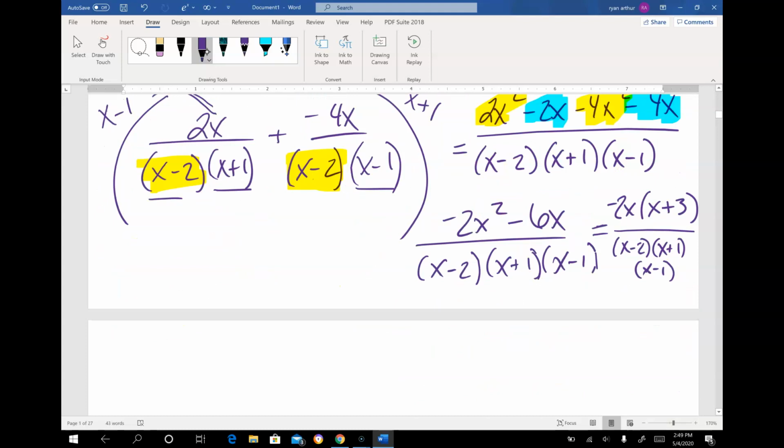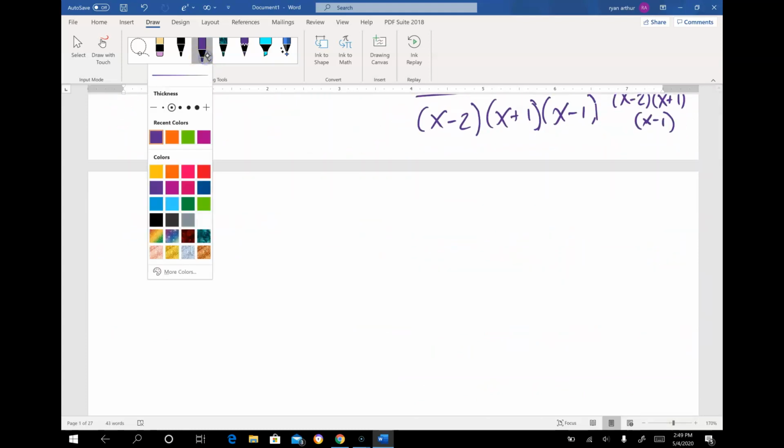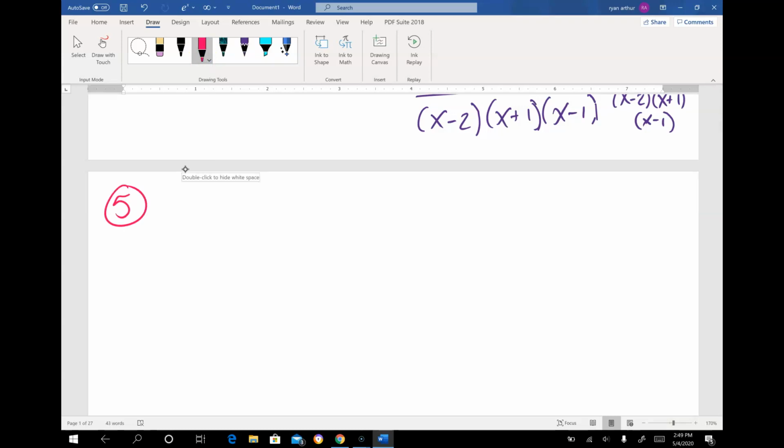All right, number 5 is going to be 2x over 3 minus 9x over 2. So, this one I wanted to give because you'll see these in your Delta Math you're going to do later this week.